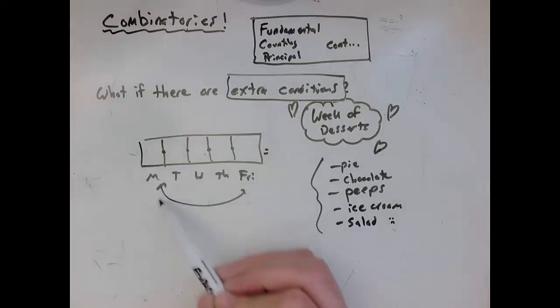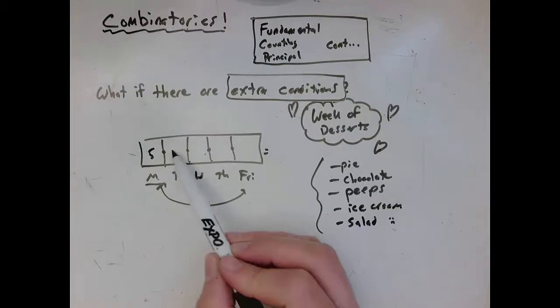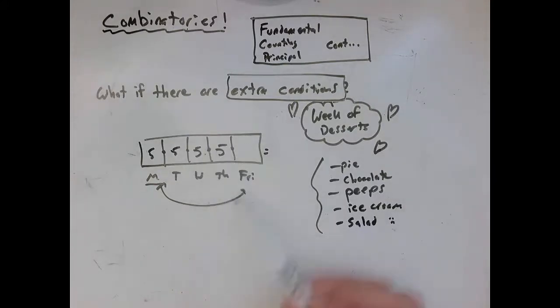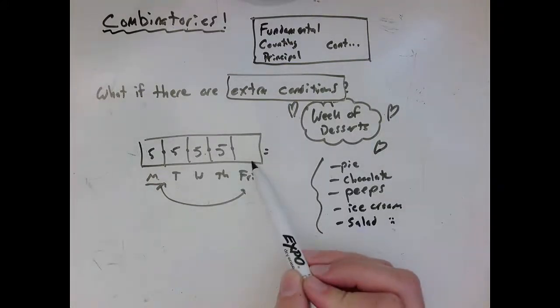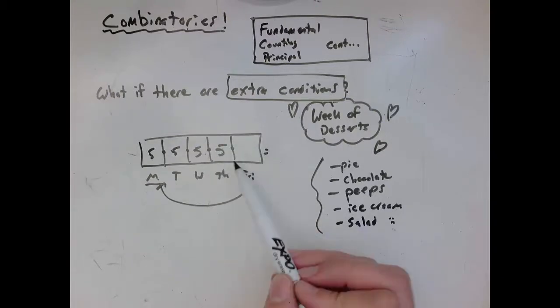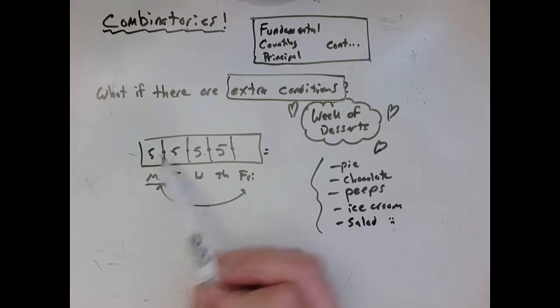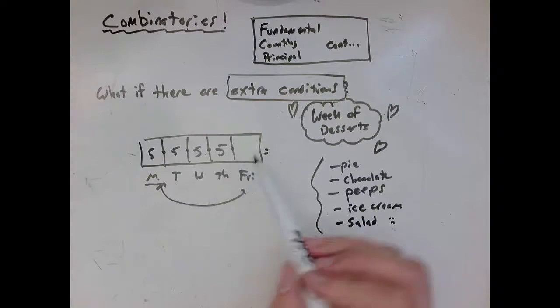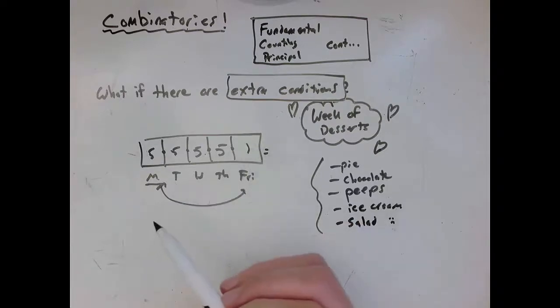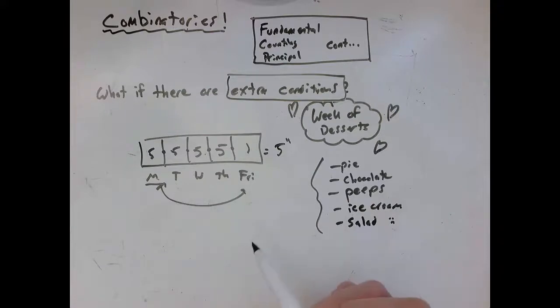So if I'm choosing my dessert on Monday, I've still got 5 options. And on Tuesday, I've got 5 options. But on Friday, I don't have 5 options anymore because I've forced myself to choose the same dessert that I chose on Monday. So whatever I chose on Monday, I'm going to do that on Friday. So really, I only have 1 option on Friday. So that would be 5 to the 4th power as the total number of different possible dessert sequences.